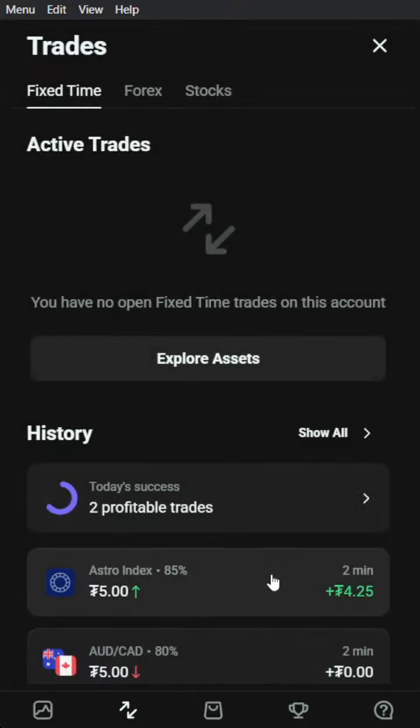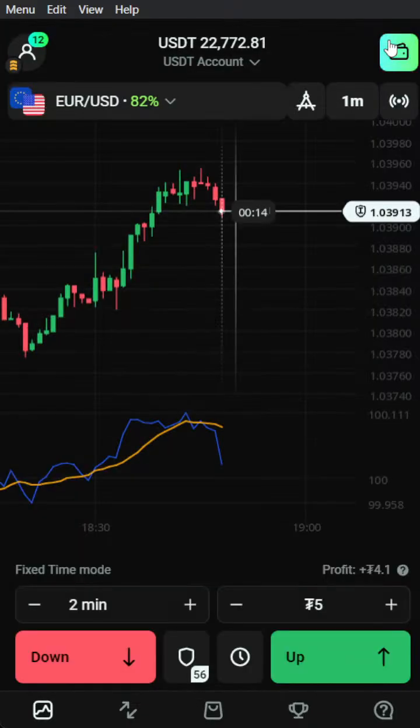So what happened to Astro? We won the trade in Astro, but right now we are still at a $5 loss. So we need to recover that. How do we recover that? We will be using risk-free trade and we will recover it.